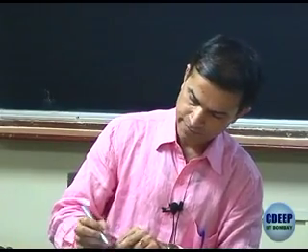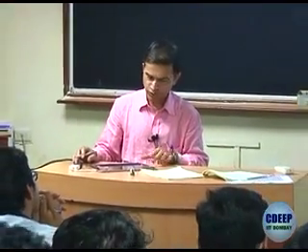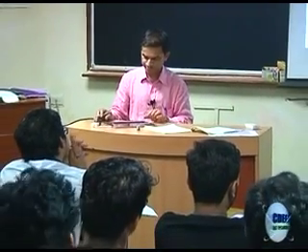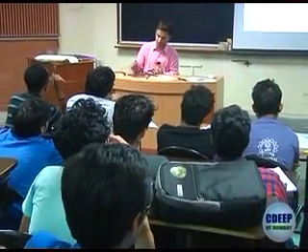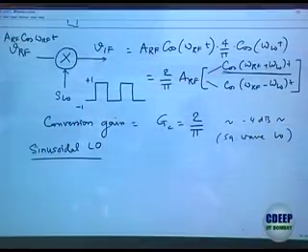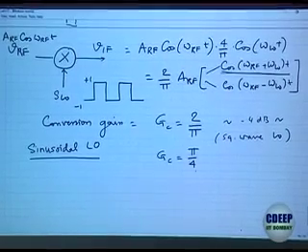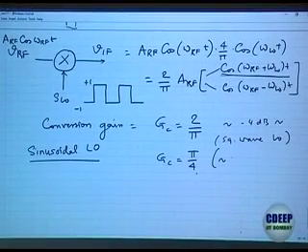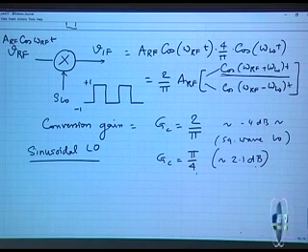So there is one more subtlety here. Unfortunately, I can't go through the details of this in the class, but I just want you to know about this. If you do sinusoidal LO, then the conversion gain is surprisingly higher, it is pi by 4, which is approximately 2.1 dB. Now, you would think that's kind of counterintuitive, right?